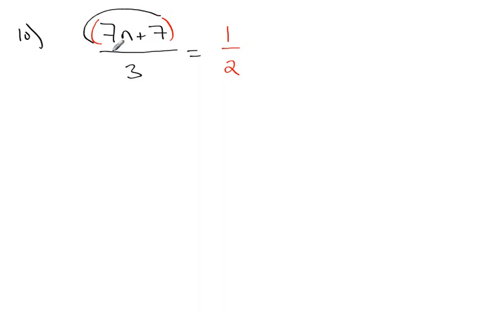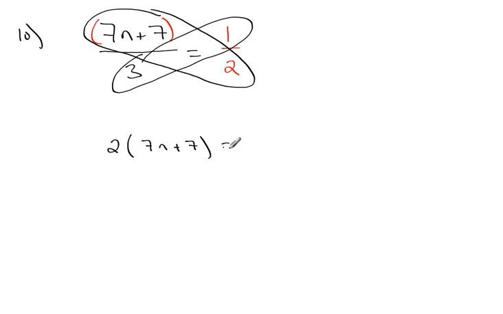And then I'm going to cross multiply. And I'll have 2 times the quantity of 7n plus 7, and then 3 times 1, which is equal to 3. That just made my numbers get much smaller. Awesome. So I have 2 times the quantity of 7n plus 7 equals 3. Should I distribute or should I divide out by 2 right away? Yep. Distribute. I'm going to distribute because the 2 doesn't go into 3 evenly.